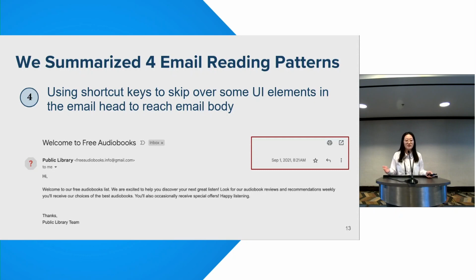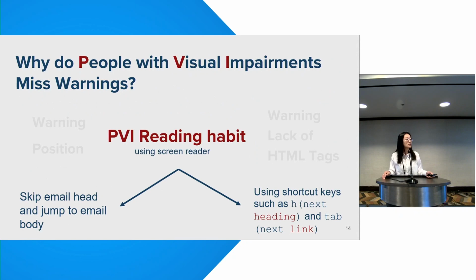Instead of skipping the email head entirely, participants use the same way to skip over some UI elements in the email head, such as reply and print, which are repetitive links to them. So from the four reading patterns we just mentioned, participants tended to skip part of the email head or jump directly to the email body. They also like to use screen reader shortcut keys such as H for next heading or Tab for next link to navigate through the email.